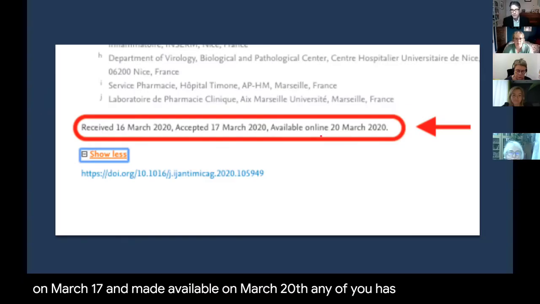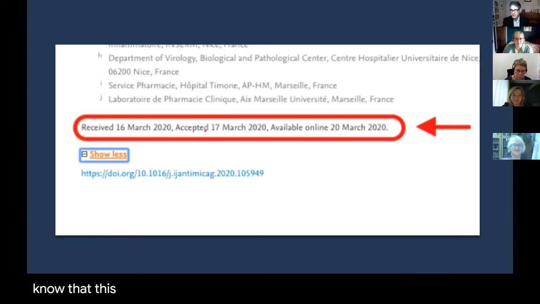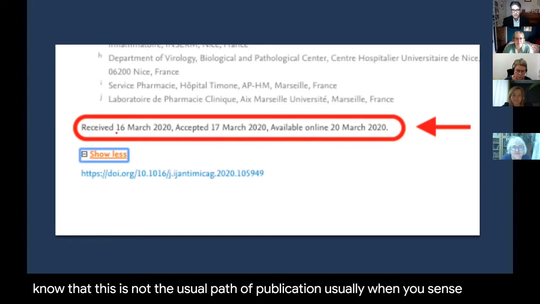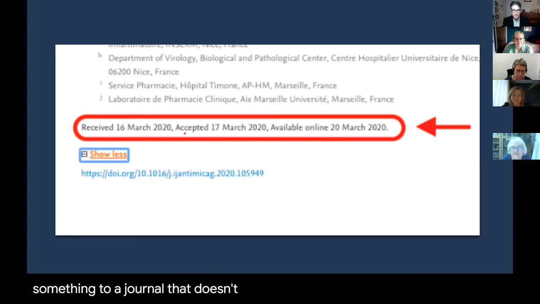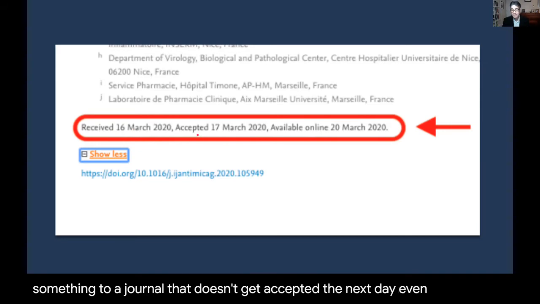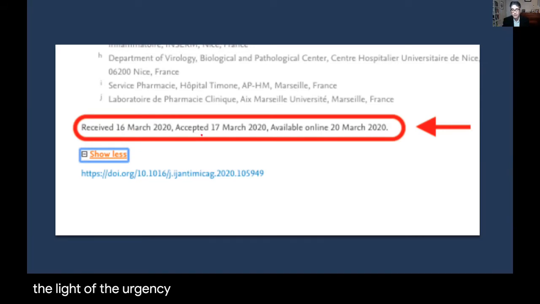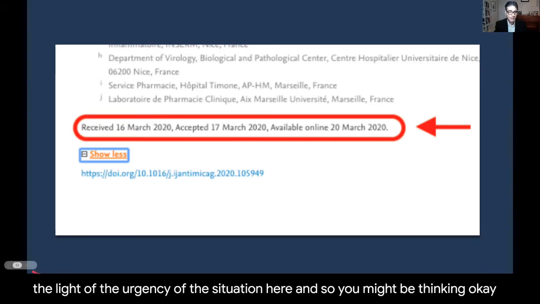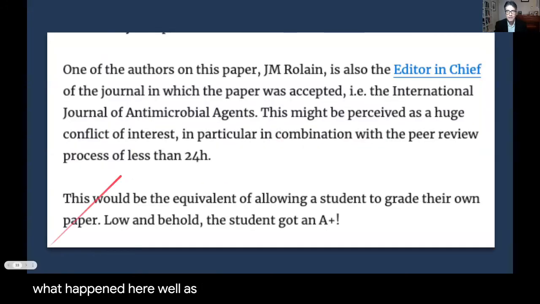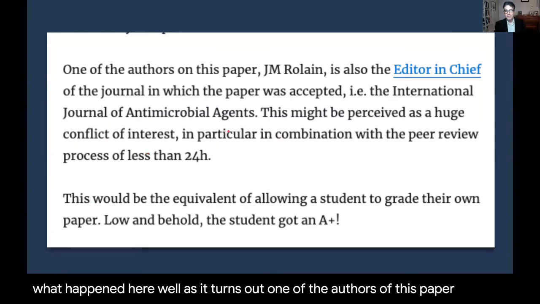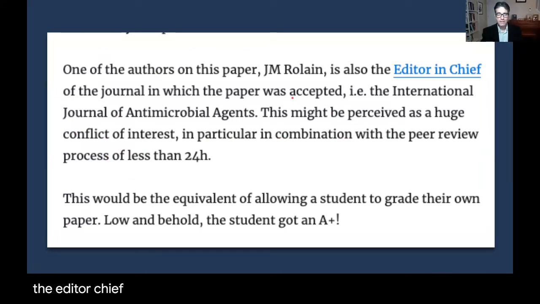Any of you who have published before know that this is not the usual path of publication. Usually when you send something to a journal, it doesn't get accepted the next day, even in the light of the urgency of the situation here. And so you might be thinking, okay, what happened here? Well, as it turns out, one of the authors in this paper is also the editor-in-chief of that journal. So, as if everything else wasn't bad enough, there was obviously a conflict of interest.